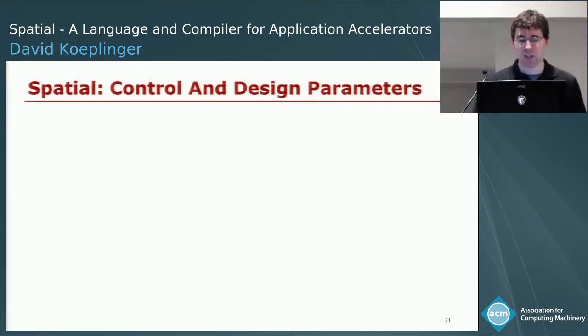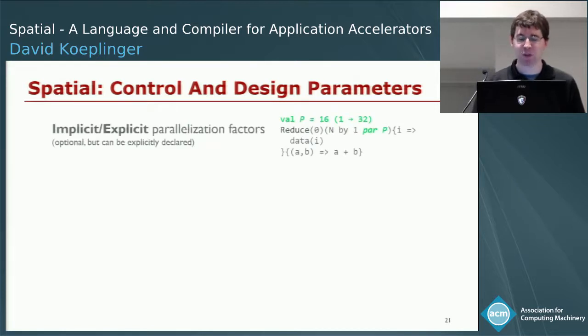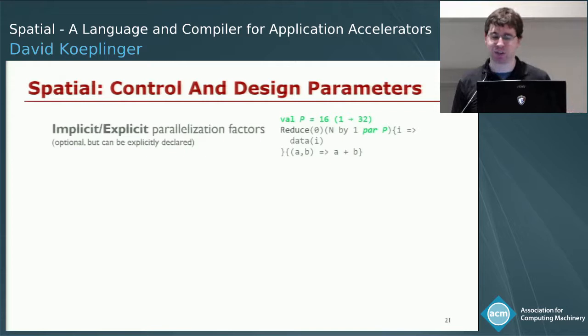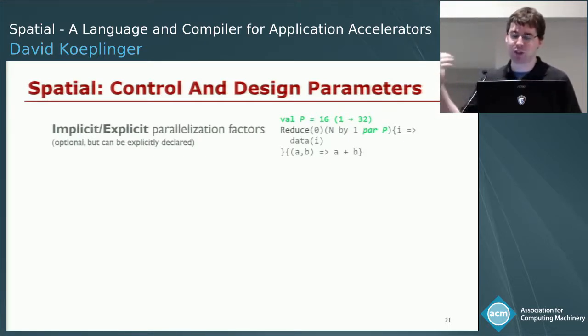So if we look at the control and the way that we express design parameters in Spatial, we have a mix between imperative and functional language design, since this seems to be the best way to capture a lot of the things that we want to do, like the parallelization. So we can, for example, have a reduction, which has an explicit parallelization factor.